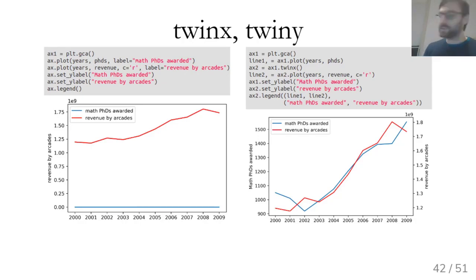And you can see the math PhDs are in the thousands, and the revenue made by arcades is still around 1 billion. We can see that they are highly correlated, and the p-value is like 3 zeros at least. But they're causally unrelated, though statistically correlated. So if you want to compare different series, using twin x, or twin y if you want to do it in the other direction, is very useful.